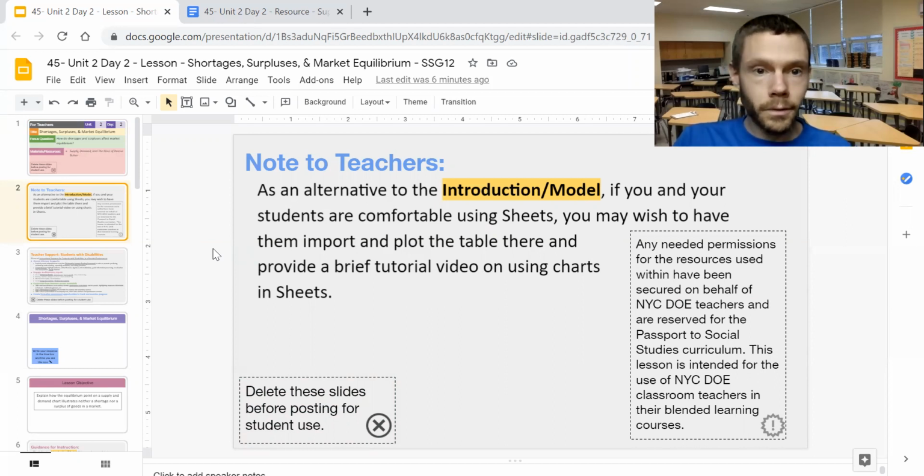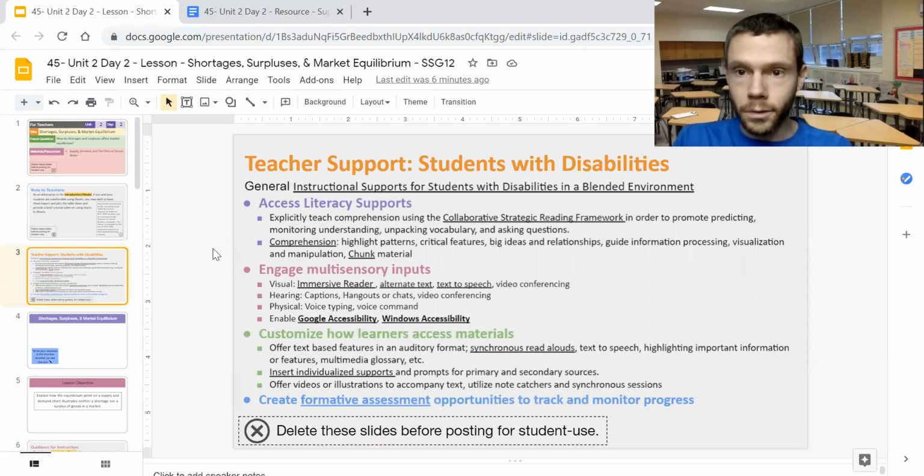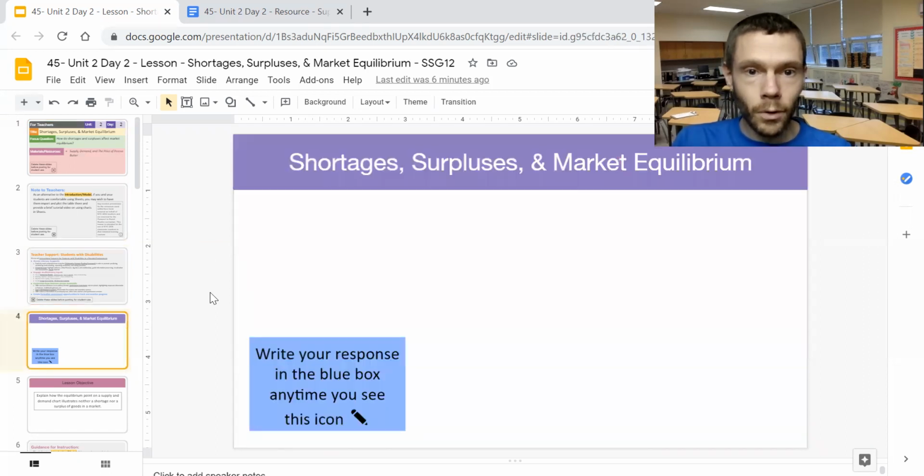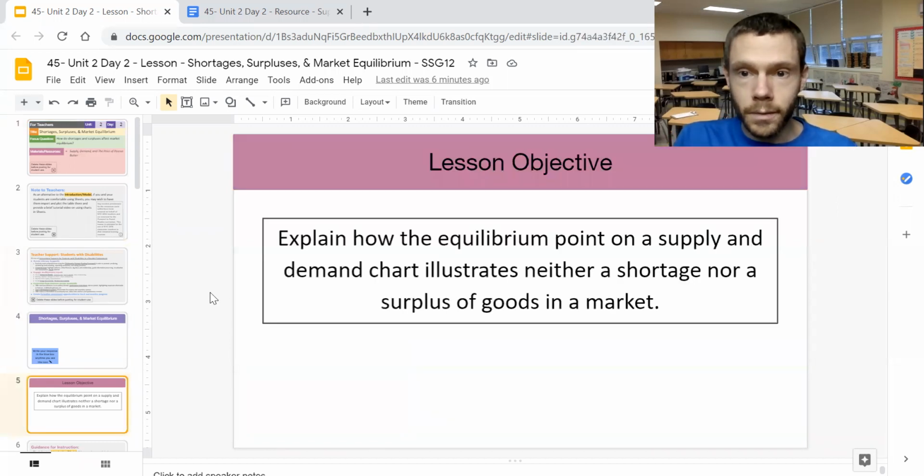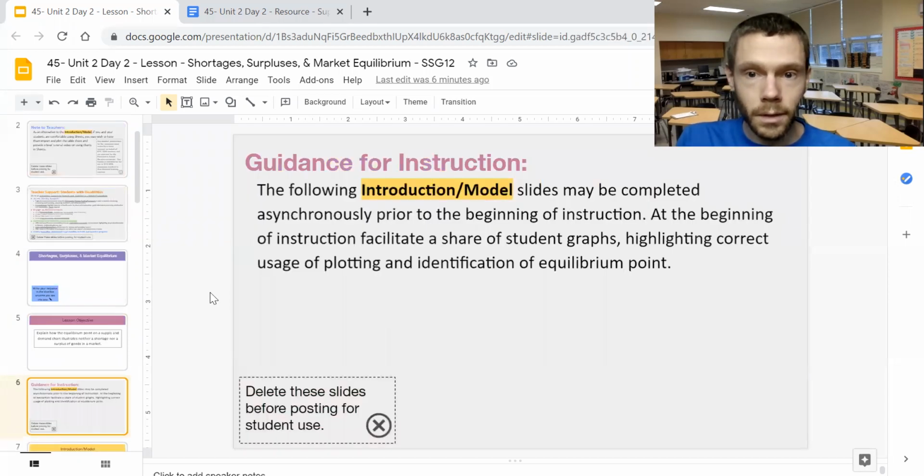So in terms of the material in the lesson itself, we have additional supports for different student populations. The slide speaks to students with disabilities. The opening slide is what students see as their opening slide in their video. Then the lesson objective, to really emphasize the point of the lesson itself, and then some guidance for instruction that's provided by the Digital Passport for Social Studies team.